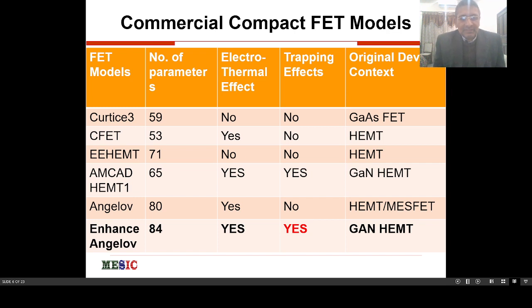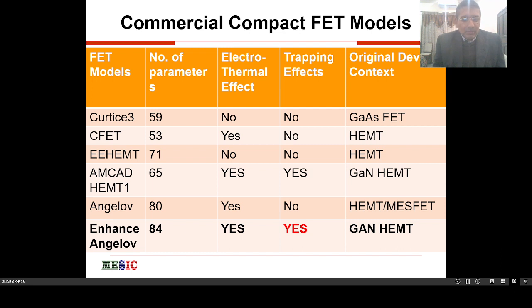Afterwards came the CFET, which is a bit better than Curtice because it has fewer parameters, 53. It also has a thermal effect, and it can work with gallium nitride HEMTs, but it doesn't have a trapping effect. The third one, which is famous and still used in the market, is the HEMT model. It has 71 parameters, no electrothermal effect and no trapping effect, but it is still very good because it is more accurate than Curtice and CFET, since it has so many parameters that it covers many things.